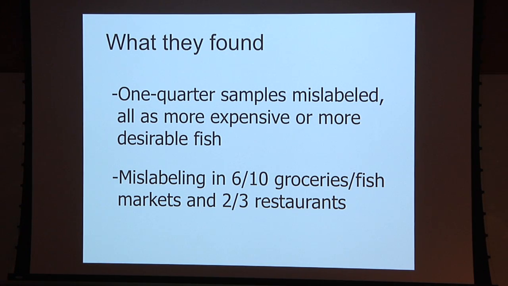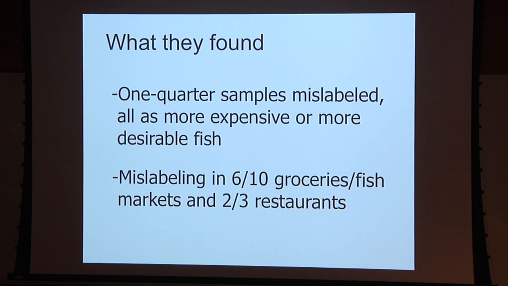So what did they find? They found a quarter of the samples that they purchased were mislabeled. And it was always as more expensive or more desirable fish. It seemed to be pretty common. It was found in 6 of 10 grocery stores or fish markets and 2 of 3 restaurants.